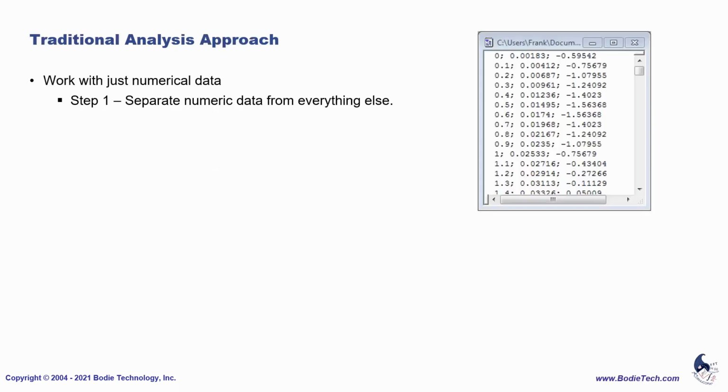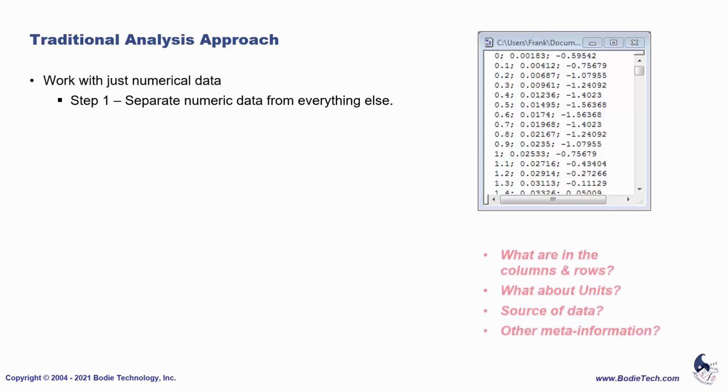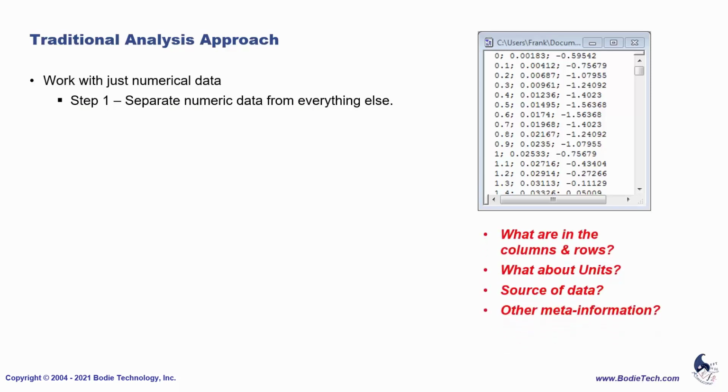Let's look at the traditional analysis approach. In this approach, we typically work with just numeric data. Our first step is to separate the data from everything else. So now we end up with a data array where we're not exactly sure what the columns or rows are, we have no knowledge about units, the source of the data, or any other meta information that might be important.